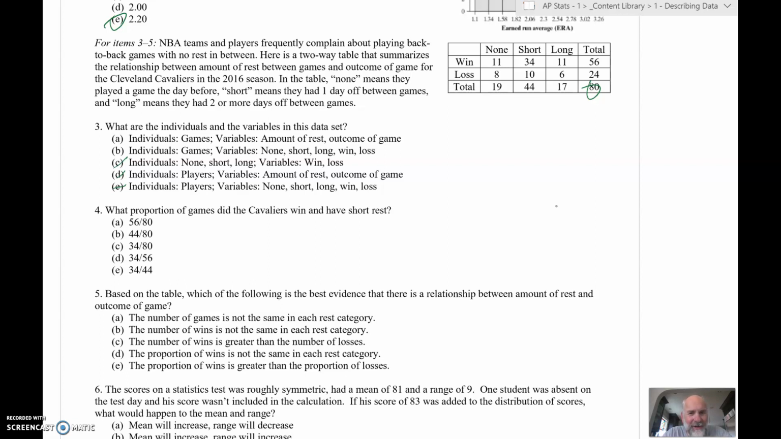tricky little question here. So the choice between the two ones. The variables are the amount of rest and the outcome of games. All these little individuals, those are the different values that the variables can have, but those aren't the variables themselves. The variable is the concept, the thing that you're asking about, but all the different individual answers aren't variables, they're just answers.